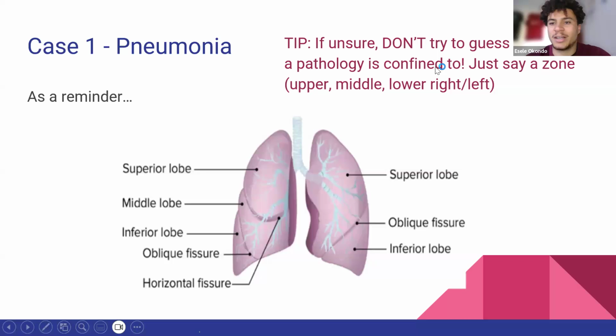So yeah, this is just a repeat. If you're unsure, don't try and guess which lobe a pathology is in, and of course, pathology can be across multiple lobes as well. It's best to just say a zone: upper, middle, lower, right, left, wherever you see it in the image. That's the best way to go about it. And the next question: what components make up the common scoring system for pneumonia? Next question on Socrative.